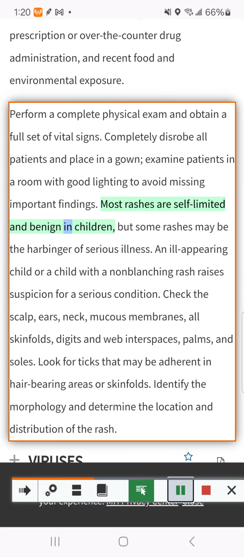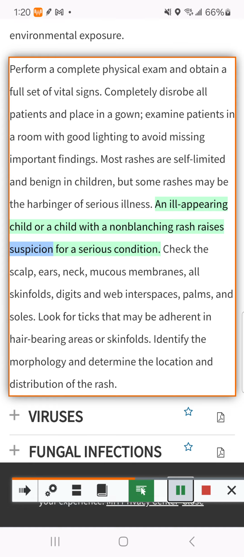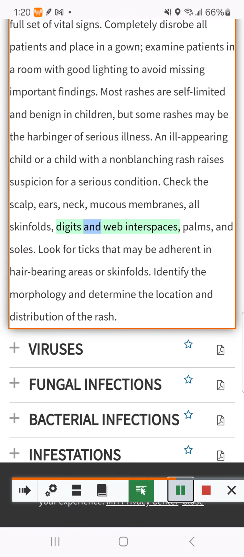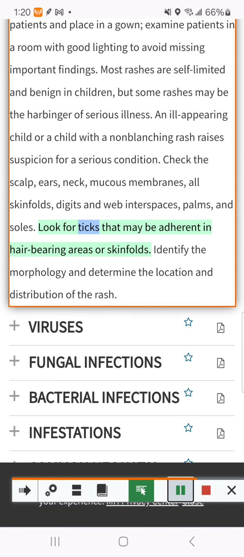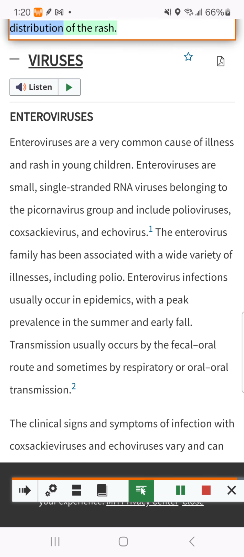Most rashes are self-limited and benign in children, but some rashes may be the harbinger of serious illness. An ill-appearing child or a child with a non-blanching rash raises suspicion for a serious condition. Check the scalp, ears, neck, mucous membranes, all skin folds, digits and web interspaces, palms, and soles. Look for ticks that may be adherent in hair-bearing areas or skin folds. Identify the morphology and determine the location and distribution of the rash.